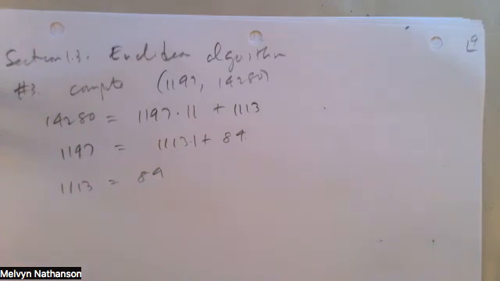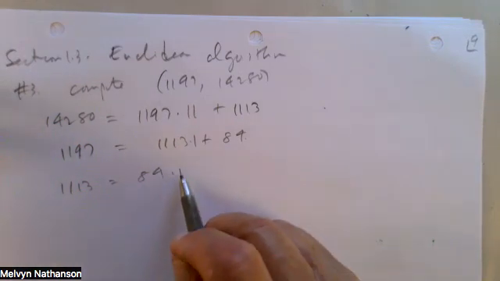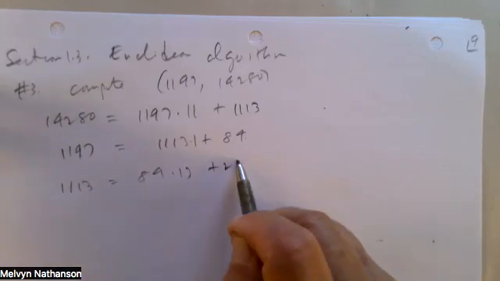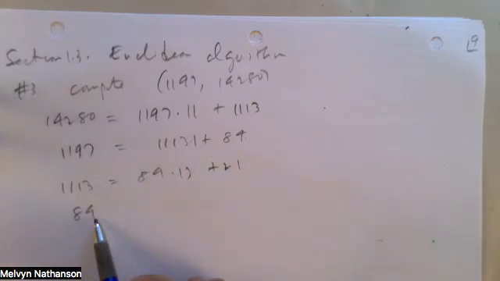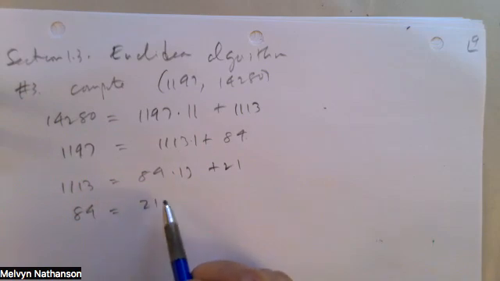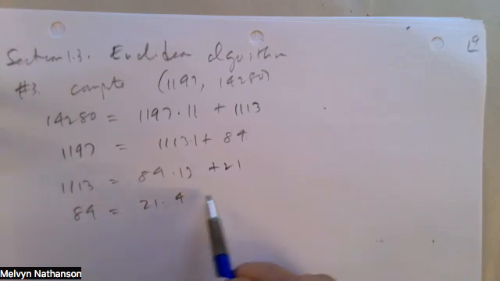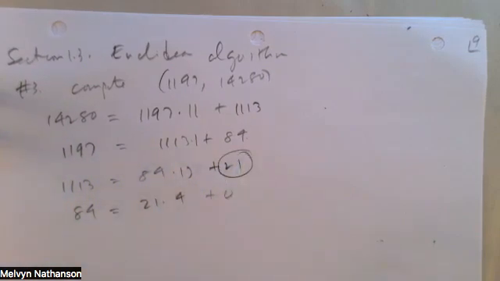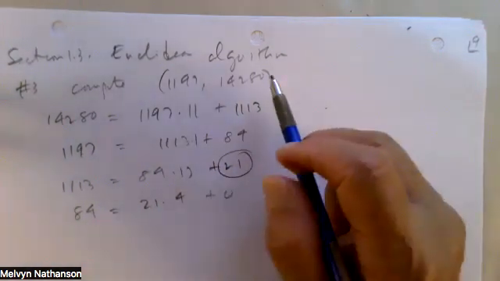That goes in 13 times. And 1,113 minus 84 times 13 gives me a remainder of 21. And if I take 84 and divide it by 21, that goes in exactly 4 times, with a 0 remainder. So the last positive remainder is 21.